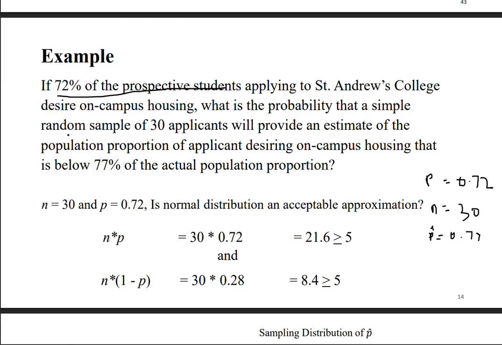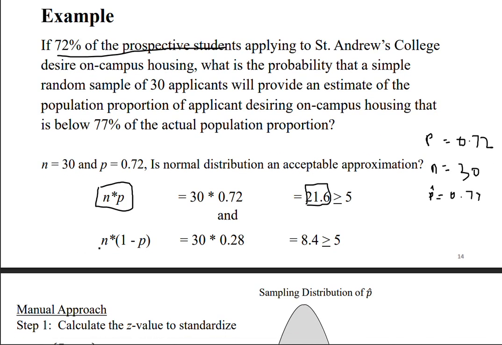This tells us we are dealing with a binomial distribution. But to be able to apply the central limit theorem, these two conditions must be met. The first condition is that when we multiply the sample size n, which is 30, by the population proportion of success, which is 0.72, it should be greater than 5. When we multiply these two, we get 21.6, which is greater than 5.